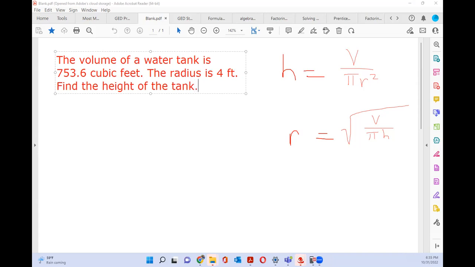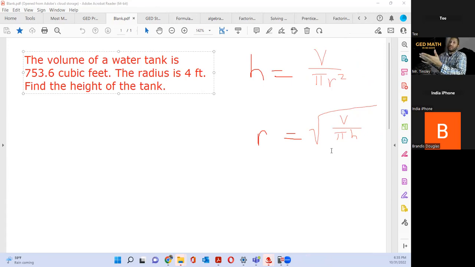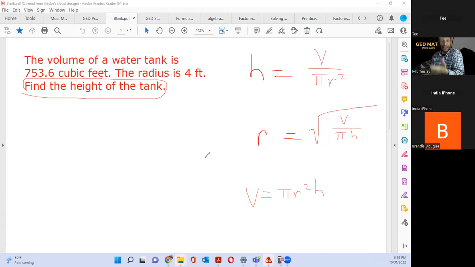Okay. So when we look at this problem, we already solved for what H is. We started out with this original formula. Remember, everything is going to start out with V equals pi r squared H. How do you know what variable to solve for? Whatever it's asking you for. In this case, they said find the height. That means we need to change this formula to solve for height.